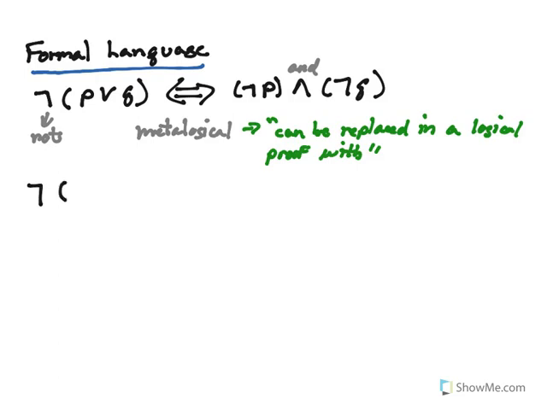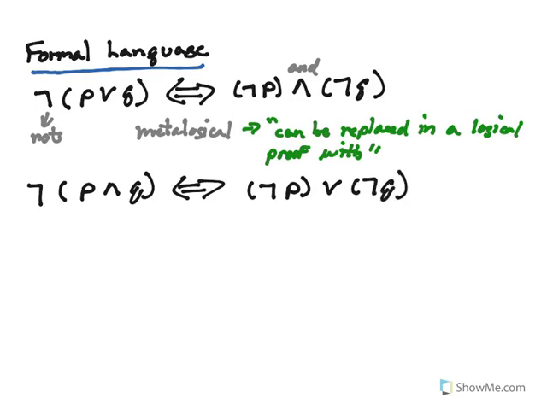So again, if you have this statement, remember, the upside down V is what? And. So that's metalogical too. Not P or not Q. Does that make sense? And let me write this a little better. I'm sorry about that. So V is the or.